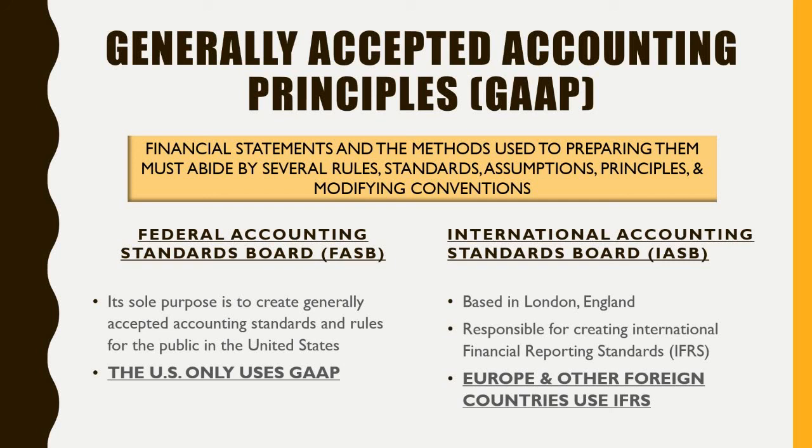And we're going to talk about all 12 rules and principles that GAAP has. Okay, so generally accepted accounting principles. Right? Any questions in regards to this? Okay.